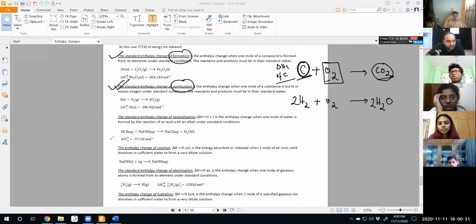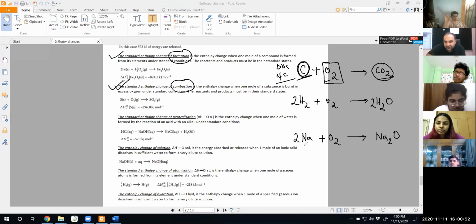What is combustion? Suppose you have taken sodium, you have burned it with excess oxygen, and it gave us sodium oxide. Okay? So 2 moles of sodium reacts with oxygen to give us sodium oxide. 4 sodium here, 2 sodium oxide. So can we say that this is enthalpy change of combustion of sodium? No, sir. Why not?